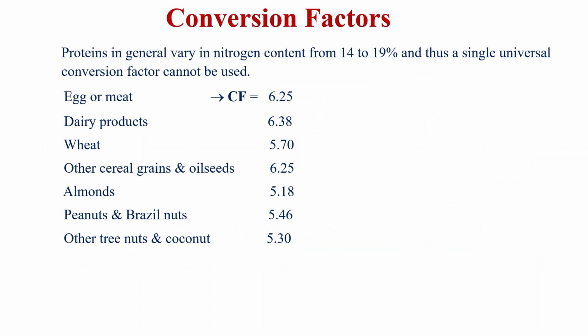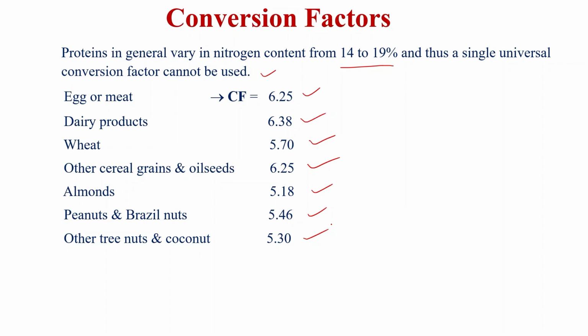Okay, now the nitrogen content of proteins in general varies from 14 to 90%. So different products have 14 to 90%, it varies, and thus a universal conversion factor cannot be used for them. So for different types of food products we use different conversion factors. For example, for egg or meat we use 6.25, for dairy products it is 6.38, for wheat we have to use 5.7, for other cereal grains and oilseeds 6.25, for almonds 5.18, for peanuts and Brazil nuts the conversion factor is 5.46, and for other tree nuts and coconut 5.30.